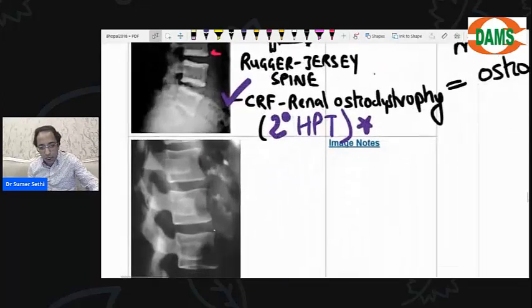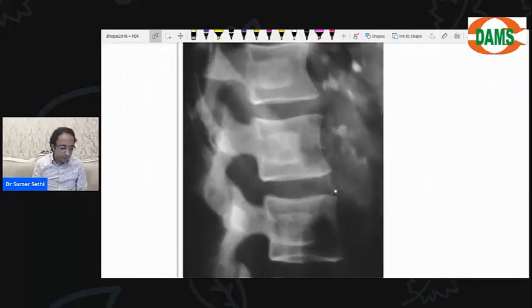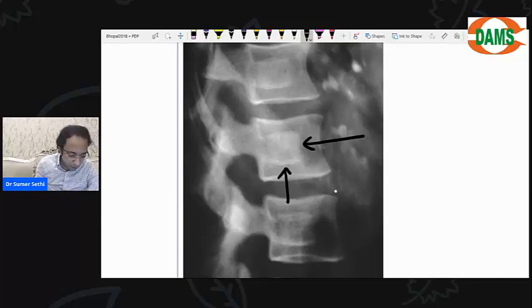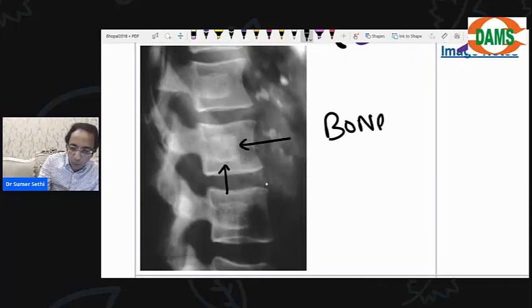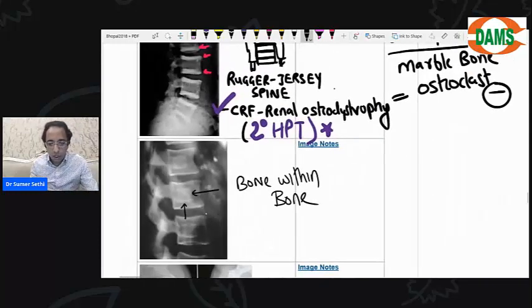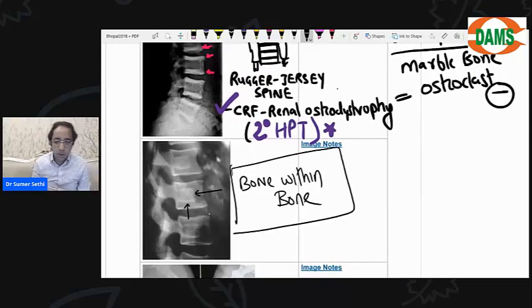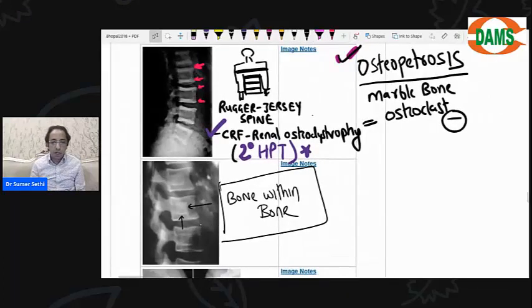But the most characteristic X-ray appearance of osteopetrosis is this. Any one of you can answer better. Okay, what do you see inside this vertebra? So we can see there is a problem in osteoclast. So the bone is not getting destroyed, but the new bone is forming. So you are seeing a bone forming within the bone. So we'll call it bone within bone appearance. So the characteristic X-ray feature that you see in osteopetrosis is bone within bone appearance. But do not forget the rugger jersey spine is also possible in osteopetrosis.